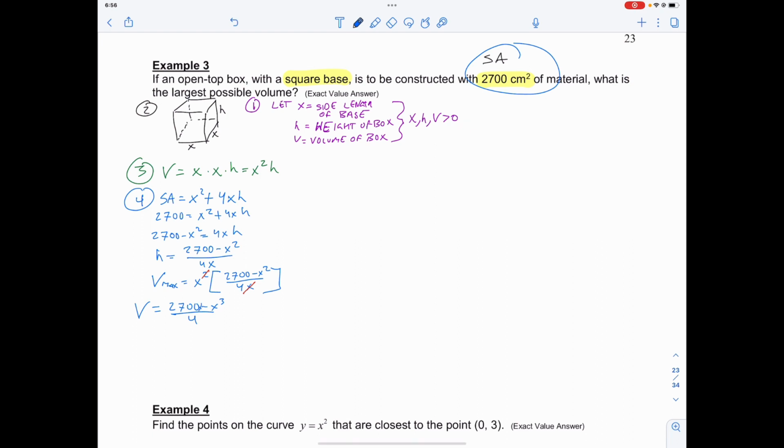Sorry, 2,700x minus x cubed, all over 4. Don't forget the x there. And then from there, I'm going to simplify this. The 2,700 is divisible by 4, so I have 675x, and minus x cubed over 4 is just going to be 1 over 4 x cubed.